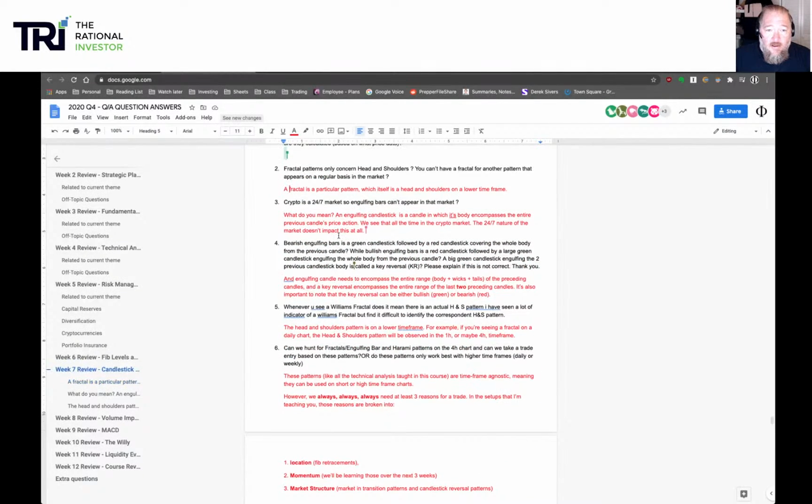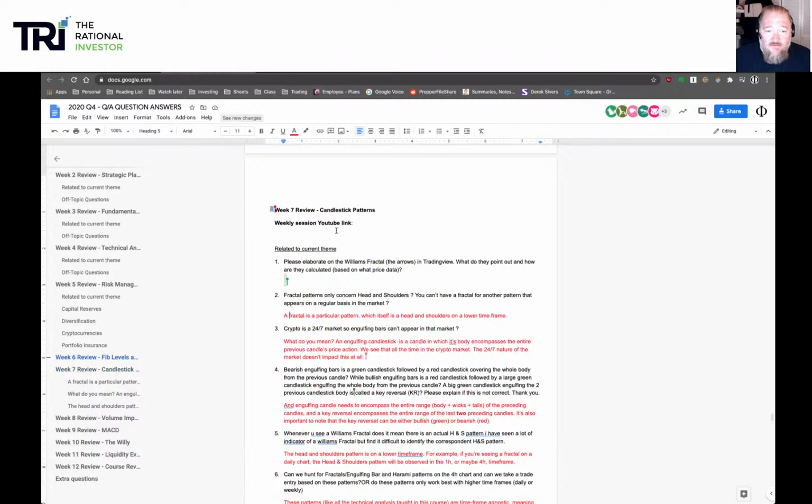All right. Fractal patterns only considered head and shoulders. You don't have a fractal for another pattern that appears on a regular basis in the marketplace. So no, I mean the fractal is a very particular pattern. In itself, it is a head and shoulders on a lower time frame. That's just what it is. But what we're really concerned about is the fractals themselves. Like that's what we look for. Okay.